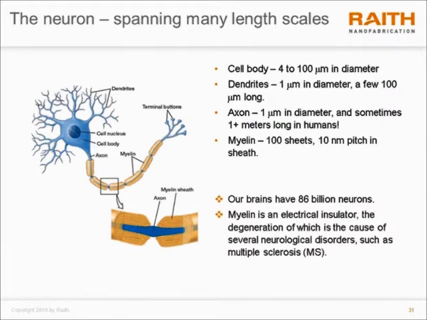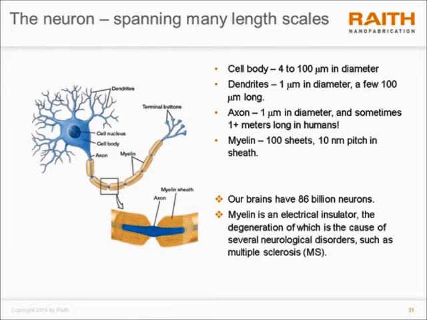Interesting about myelin, just that I want to point out, myelin is an electrical insulator, so it's kind of shielding the neural signal that's traveling through the axon. And the degeneration of the myelin sheath is a hallmark of several neurological disorders, such as multiple sclerosis.